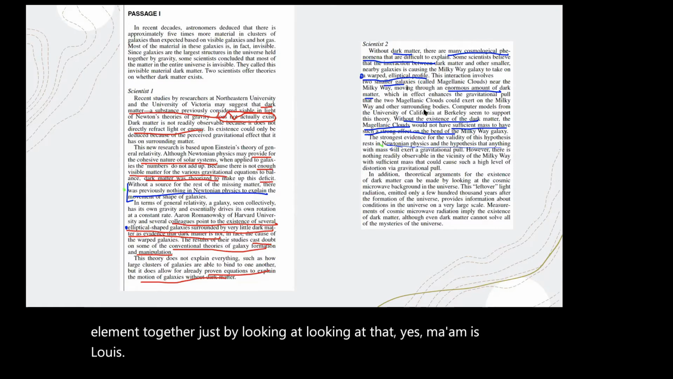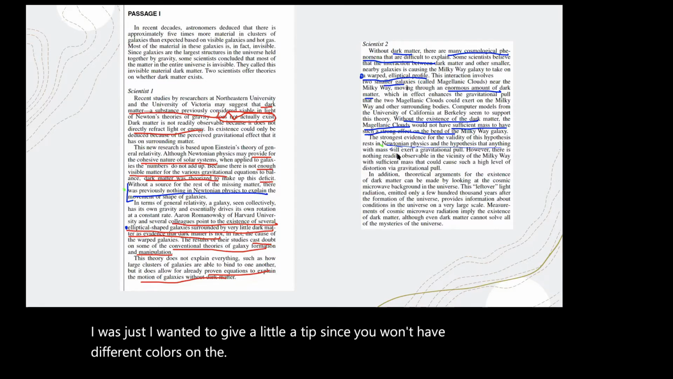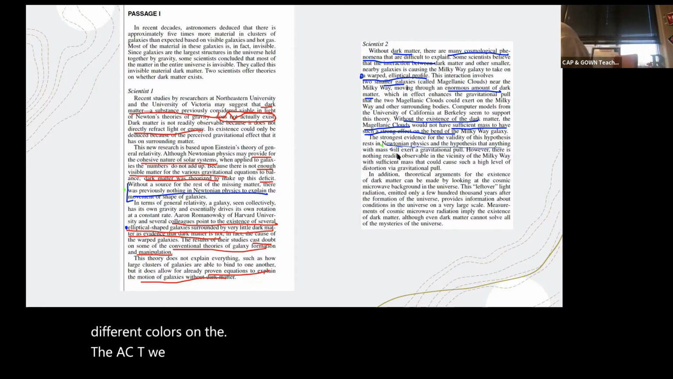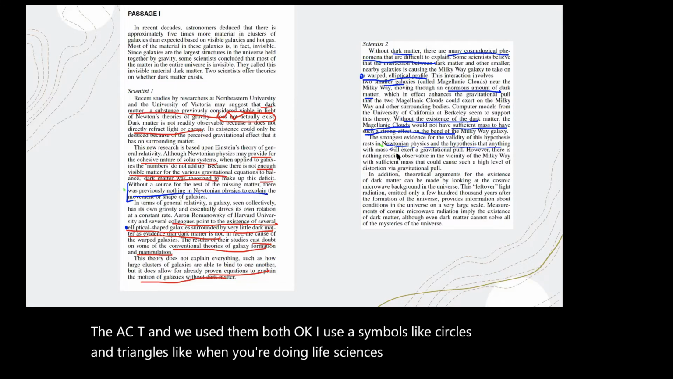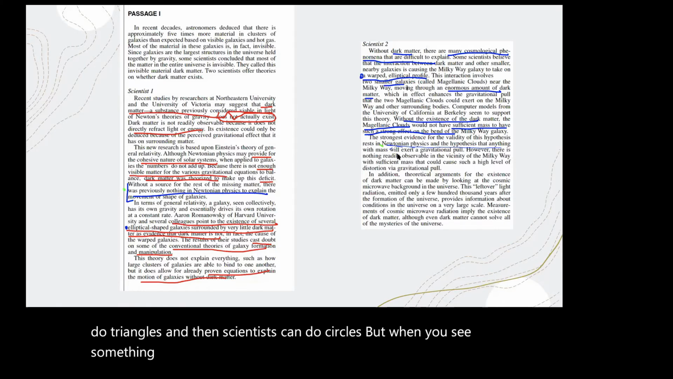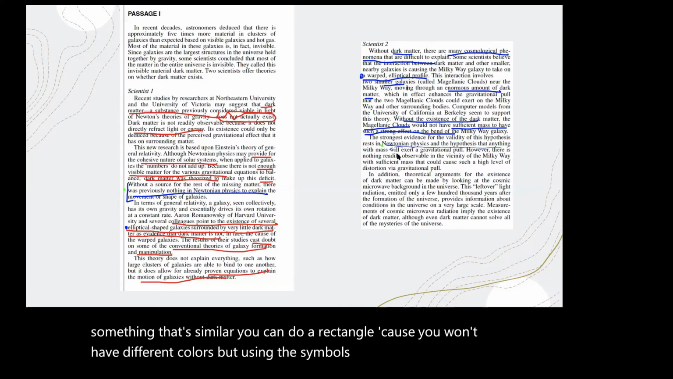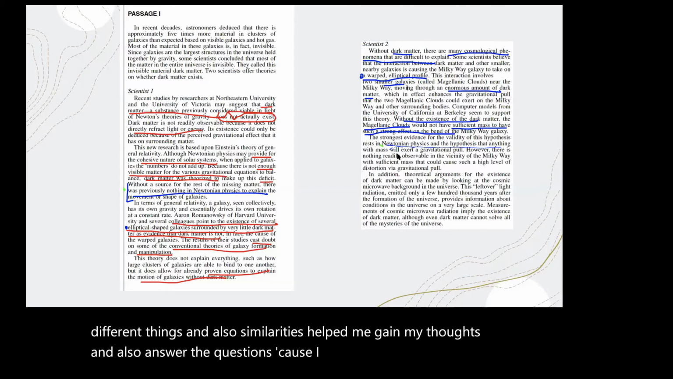I wanted to give a tip, since you won't have different colors on the ACT. We use symbols, like circles and triangles. Like for scientist one, you can do triangles, and for scientist two you can do circles. But when you see something that's similar, you can do a rectangle, because you won't have different colors. Using the symbols to mark different things and also similarities helped me gather my thoughts and answer the questions, because I knew where to go back and forth to.